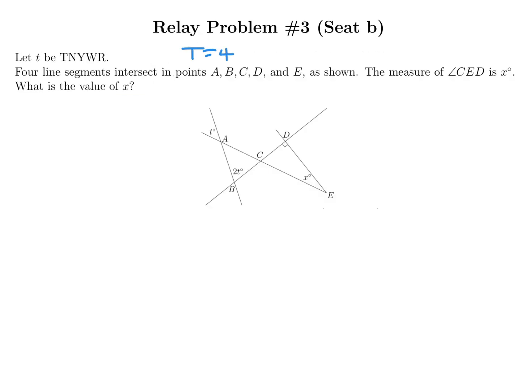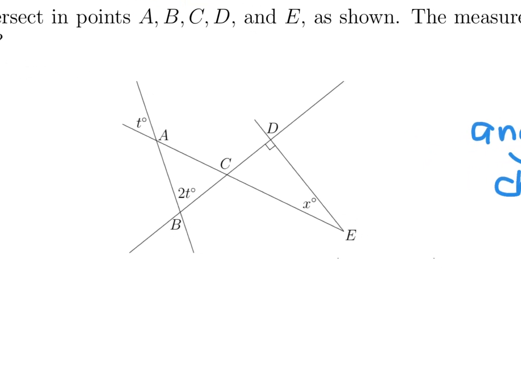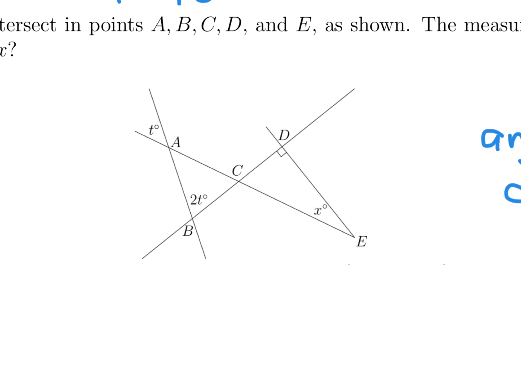T is 40. 4 line segments intersect in points A, B, C, D, E. The measure of CED is x. What is the value of x? Okay, so this is what you call angle chasing. So let's do that. Extend this a little bit here. Okay, so let's see what I can fill in here.